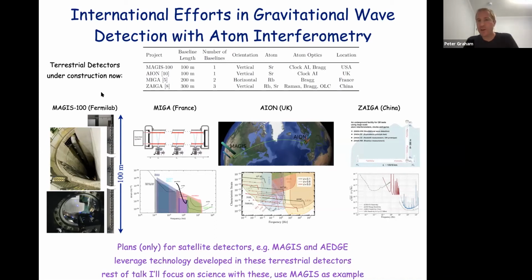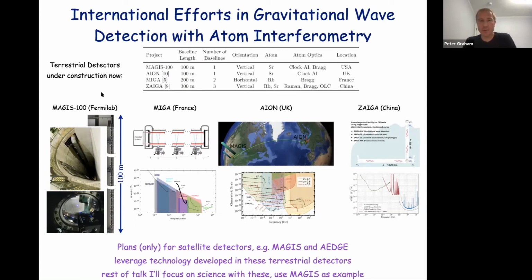We'd also like, however, farther in the future, to consider satellite detectors for several reasons that I'll talk about. One of them is you can get much longer baselines and go to even lower frequencies. For that, there are many plans now, for example, detectors like MAGIS or EDGE. This would certainly be leveraging all the technology that's being developed right now in these terrestrial detectors.